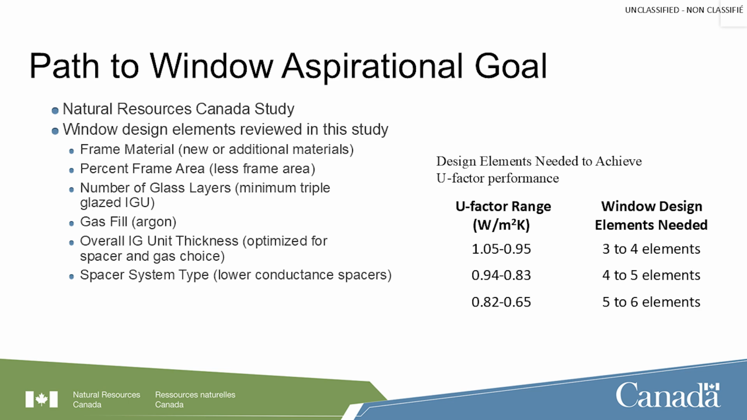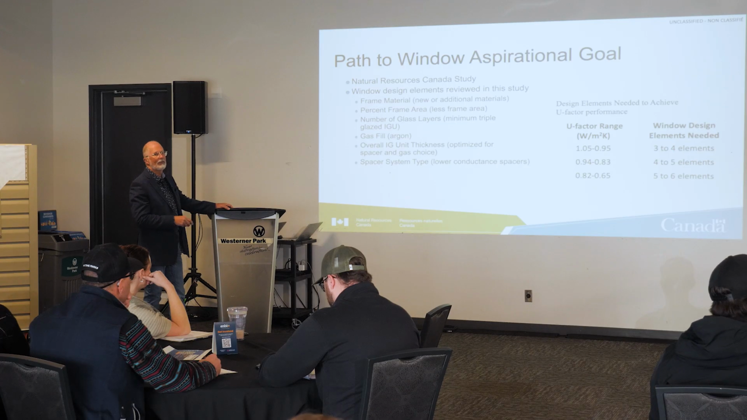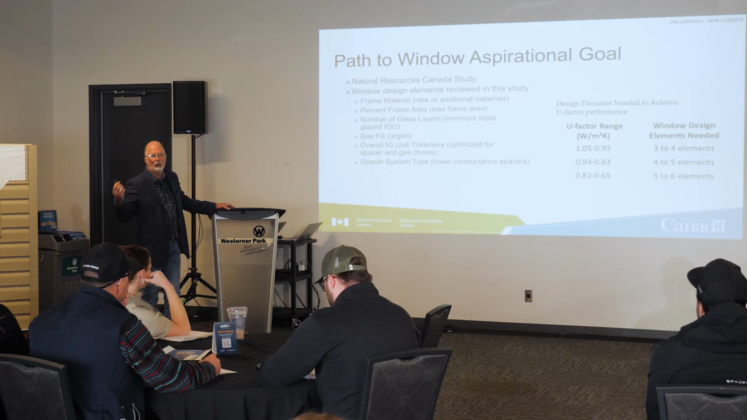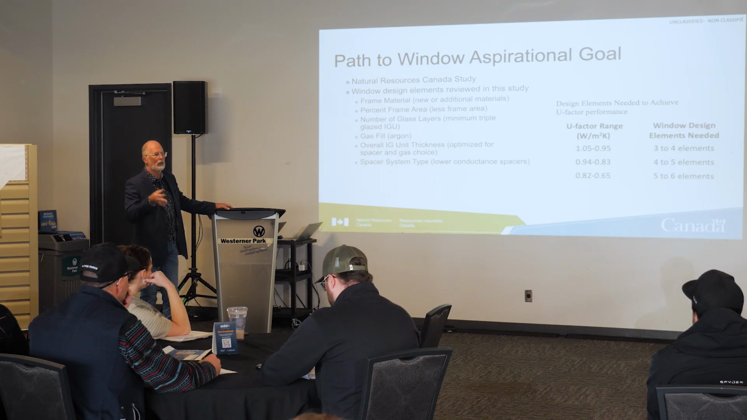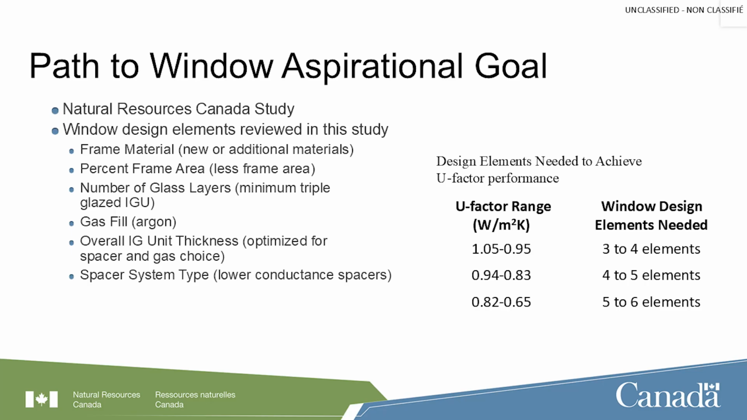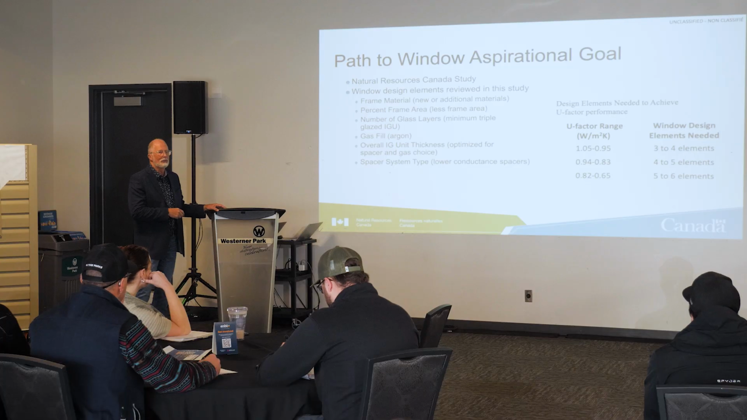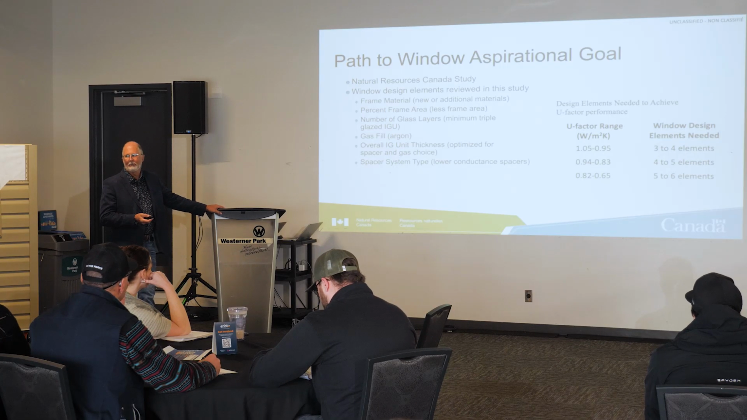So if you're into the 1.05 to 0.95, a triple glazed window with no coatings typically will meet that need. You might need one low E coating. But once you get into this really high performance window, 0.82 to 0.65, you need every one of these things to be met. So it becomes more and more and more critical. Anybody using windows that are lower than 0.82?